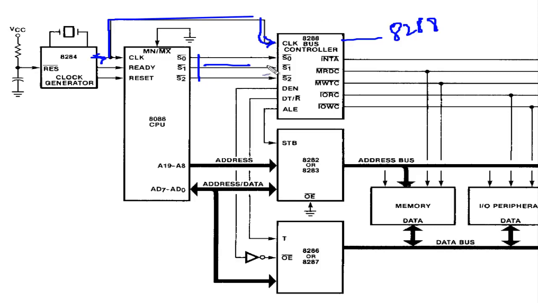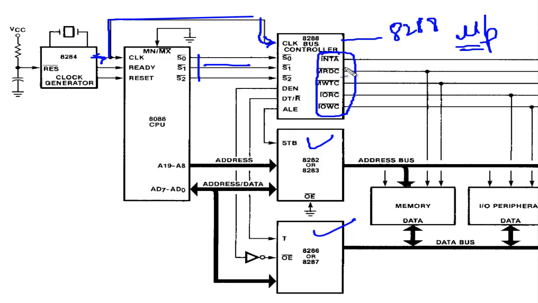It also controls the latch as well as the transceiver using the data enable pin, the data transfer or receive pin, or the address latch enable pin. It controls the latch as well as the transceiver, so it also controls the bus. It has outputs which work in the maximum mode of the microprocessor, and we will talk about that in the next video.